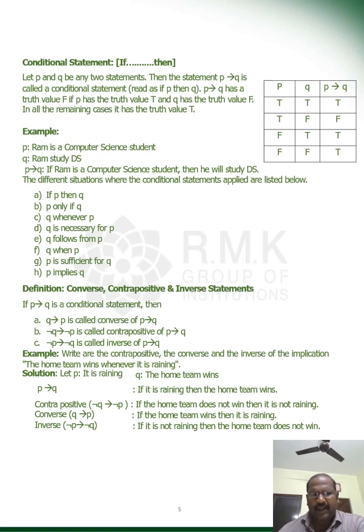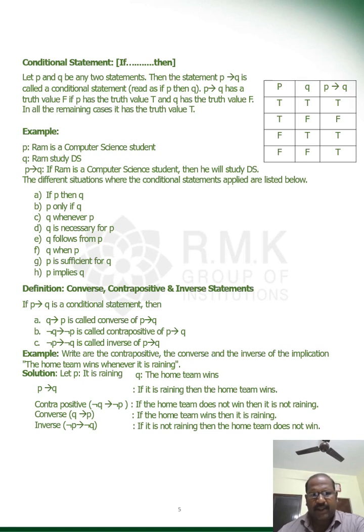Another one is the biconditional. Biconditional means: true true is true, false false is true, and the remaining are false. That is called a biconditional. It is read "if and only if". P if and only if Q is how you write the statement.